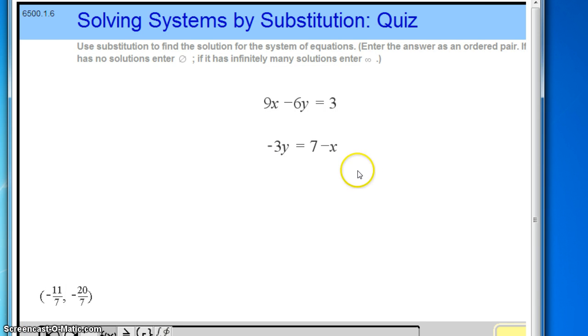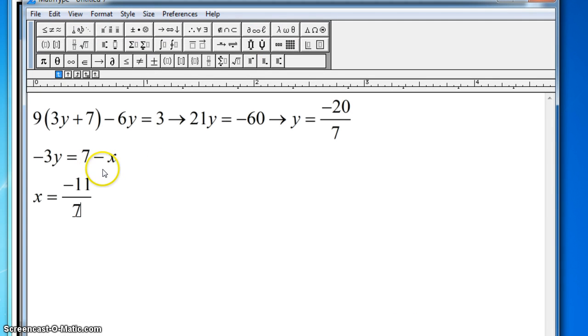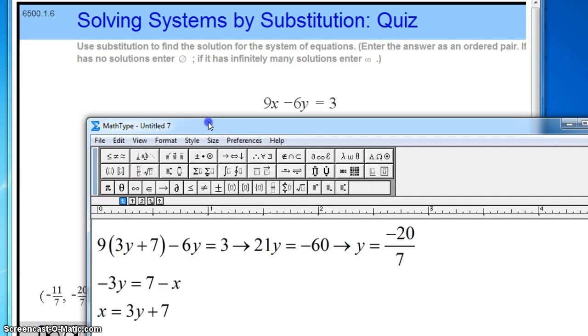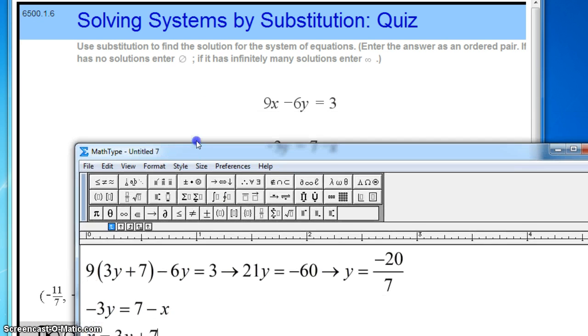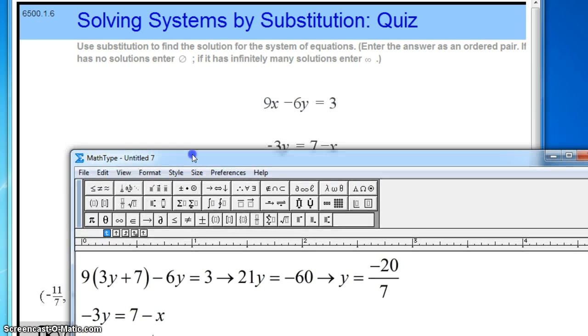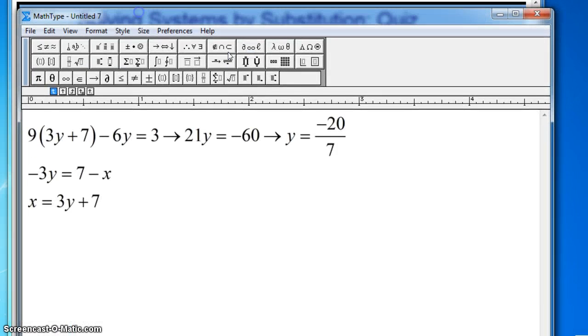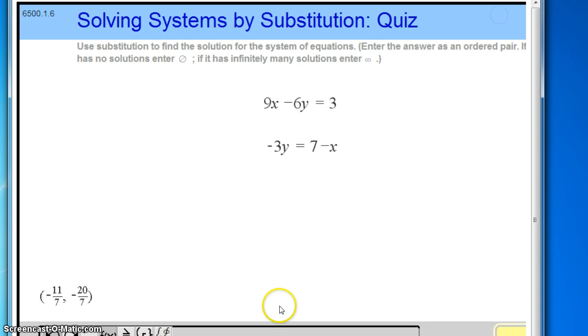So again, to recap, we looked for the x, which had no coefficient. We turned it into this lovely equation right here, x equals 3y plus 7. And then we plugged it into the other equation, and we solved for y and got negative 20 over 7, and then we solved for x and got negative 11 over 7. If you follow those steps, that should be it for solving the system by substitution.